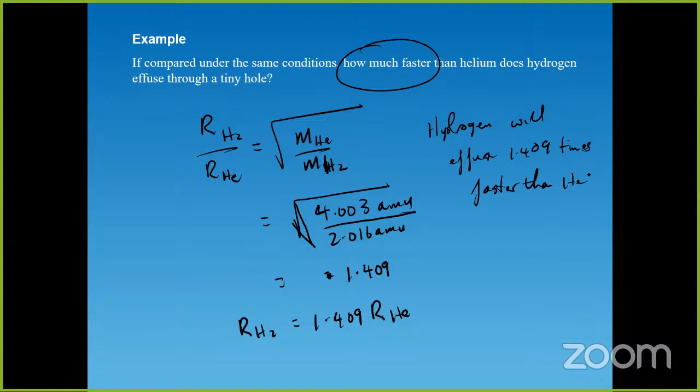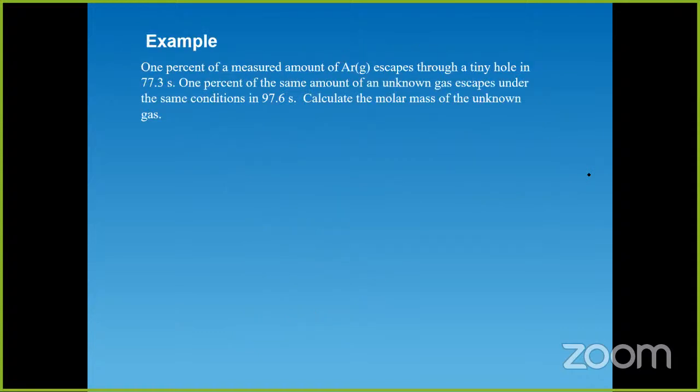All right. Okay. Any questions about this example? Any questions? Okay. Moving along. Here's another example. Now, this one says 1% of a measured amount of argon escapes through a tiny hole in 77.3 seconds. 1% of the same amount of an unknown gas escapes under the same conditions in 97.6 seconds. So the question is asking for you to calculate the molar mass of the unknown gas, right?